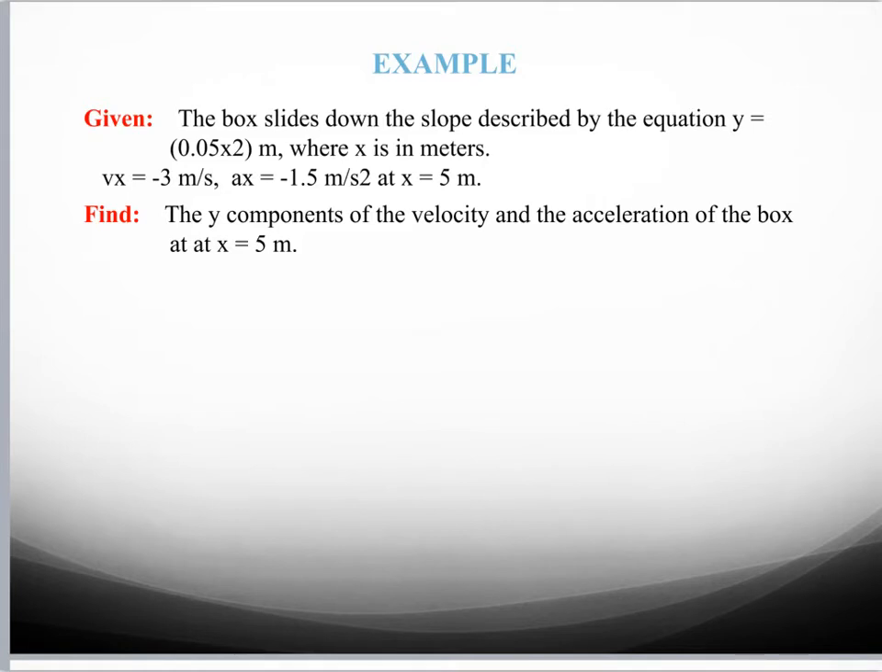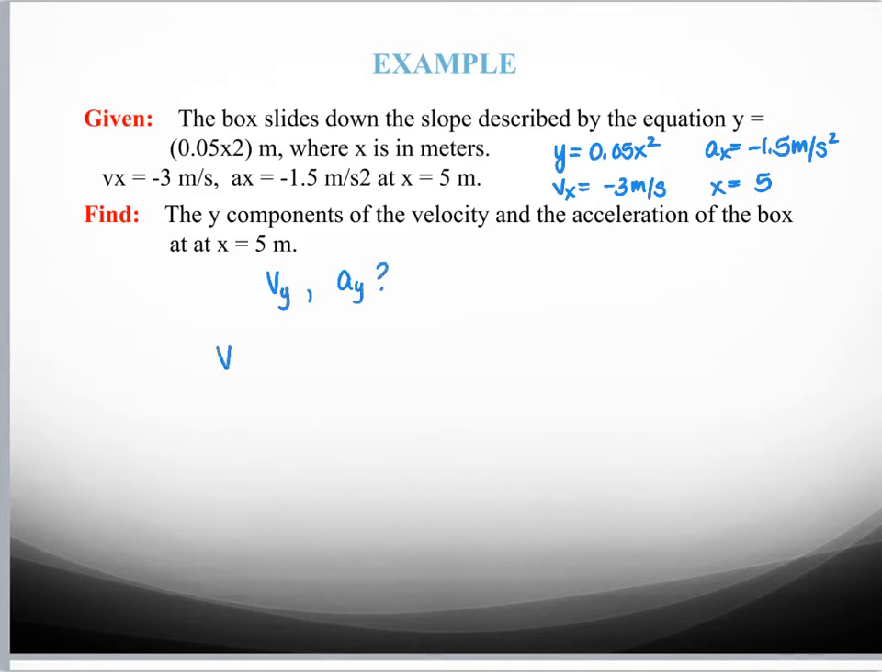So some of these absences of subscripts might be confusing, so I'm just going to rewrite this. The y equation is 0.05 x squared. Vx is equal to minus 3 meters per second. Ax is minus 1.5 meters per second squared. And x is equal to 5. So these are just pieces of information that we've been given. And from this, they want us to find what is Vy and what is Ay.